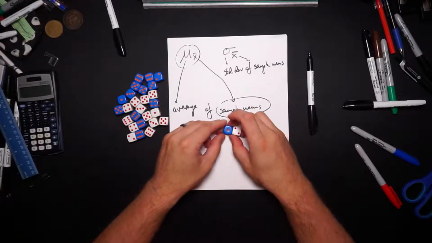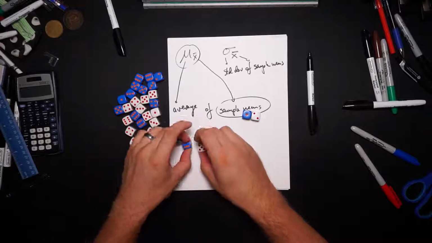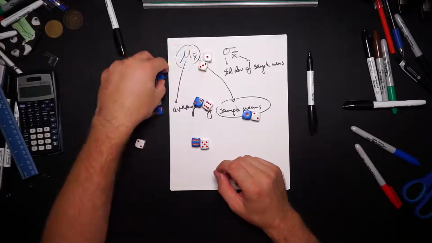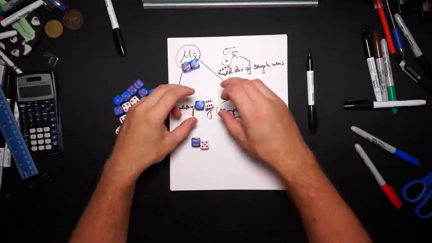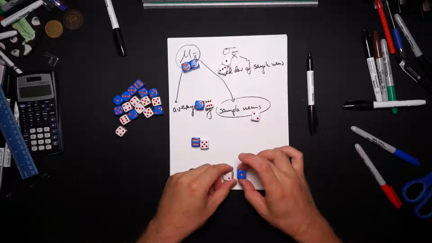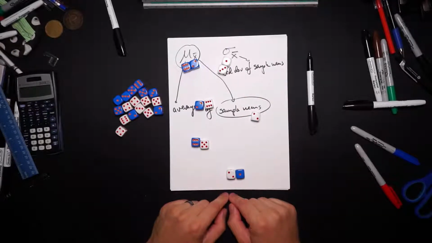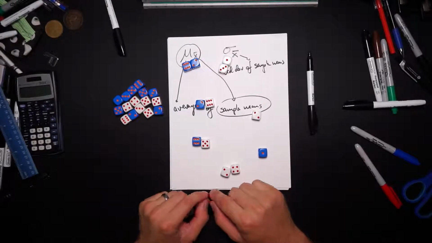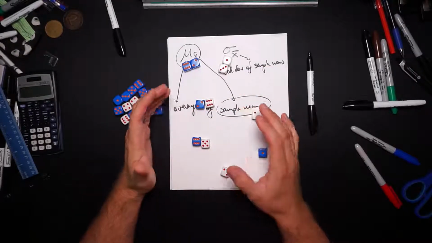That's one possible sample. There's another, and another, and another, and another. All those are possible samples, but this die could also go with this one. That's a possible sample, and that's a possible sample, and those two are possible samples. So you see how this balloons very quickly.